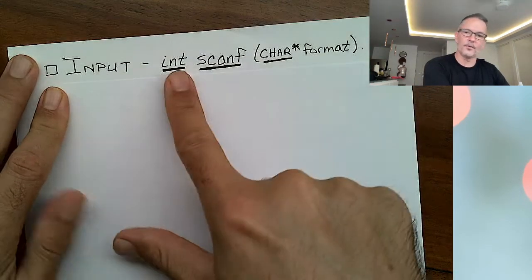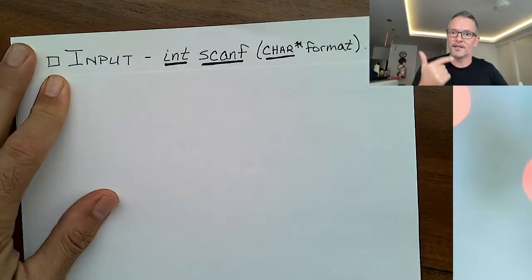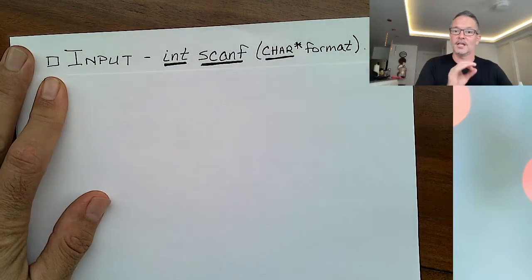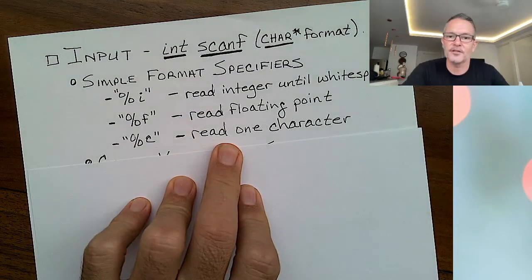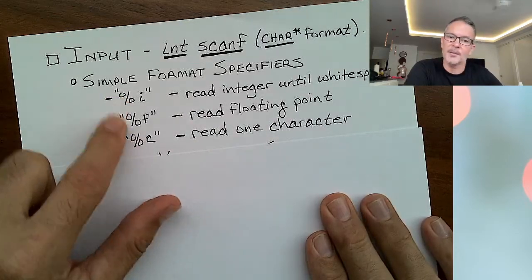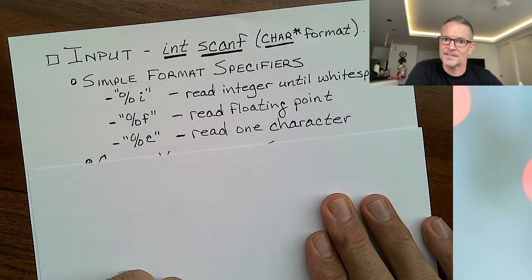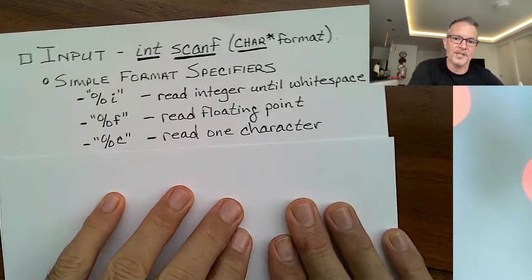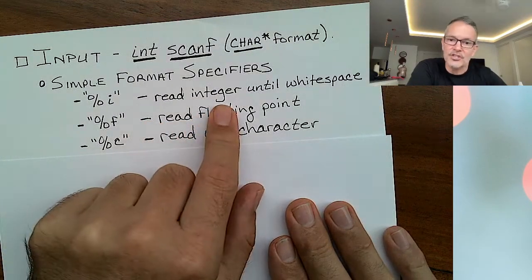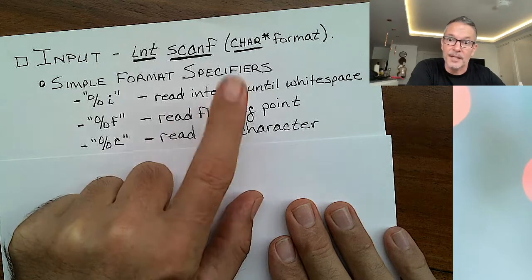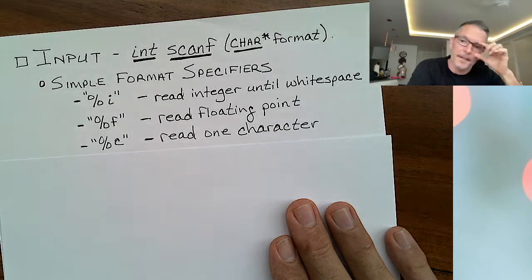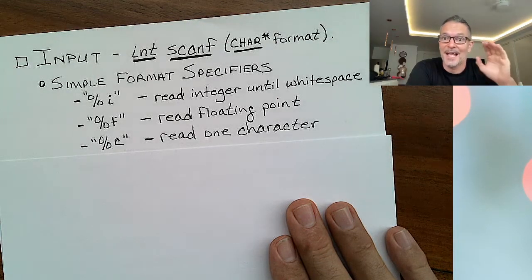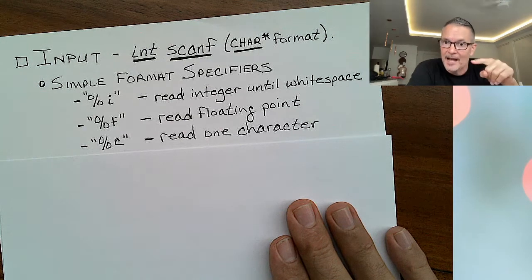So by looking at the return value, you'll know if it had to ignore your format string. All right, simple format specifiers for scanf are %i, %f, %c, exactly the same as printf. When you put a %i, you're saying read an integer from the input and keep reading an integer until you encounter a white space. What is a white space? A white space is a space, a return, or a tab. All 3 of those things on your keyboard are white space.